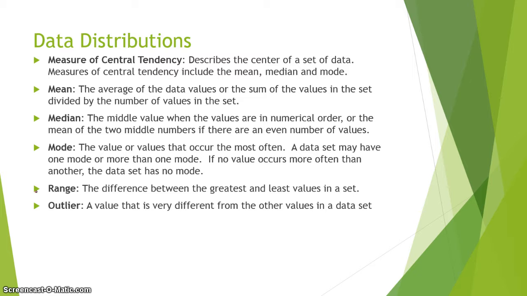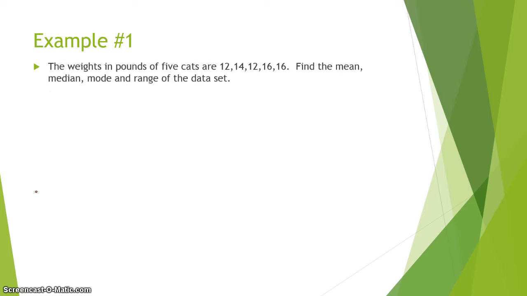The range is the difference between the greatest and least value. So you would take your greatest value and your least value, and subtract the two to find your range. And your outlier is a value that is different from the other values in the data set. So maybe you have numbers 1, 2, 3, 4, 5, and then a number 30. 30 would be your outlier with the set of data. So we're just going to get into some examples working with mean, median, mode, range.